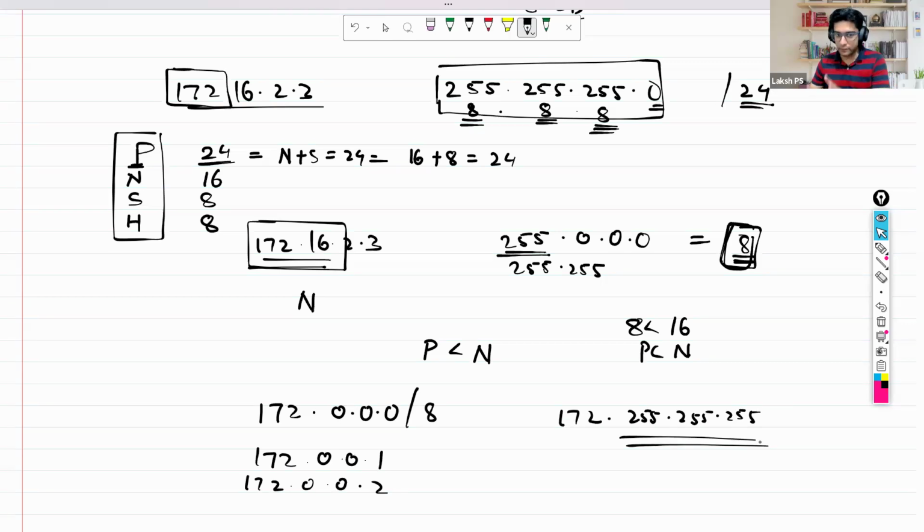It's actually a very good question, and people may be asked this question in an interview. So when your p bits, your total number of ones, is less than the network bits, then your subnetting ceases to exist.